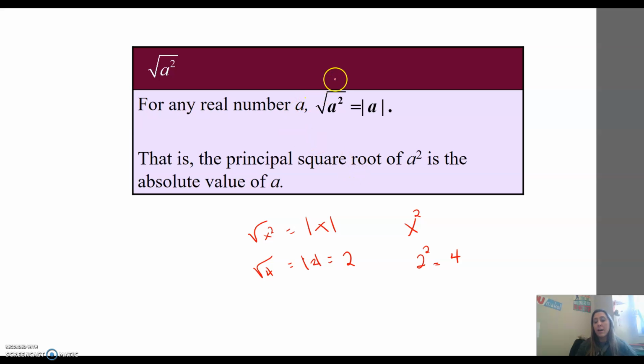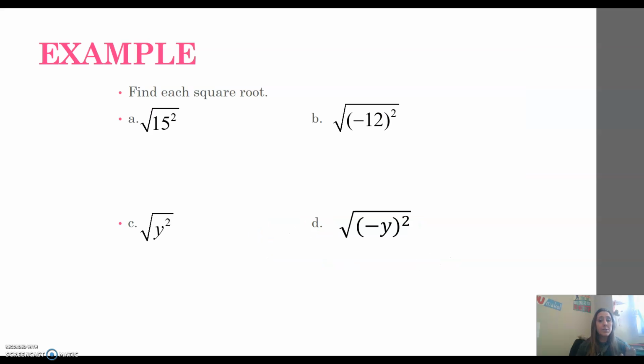So, all right, let's do some examples. Go ahead and hit pause and write this down. The square root of 15 squared is going to be the absolute value of 15, and then we're going to evaluate that, and we're going to get 15.